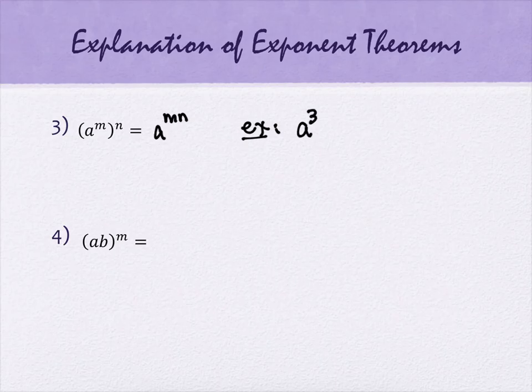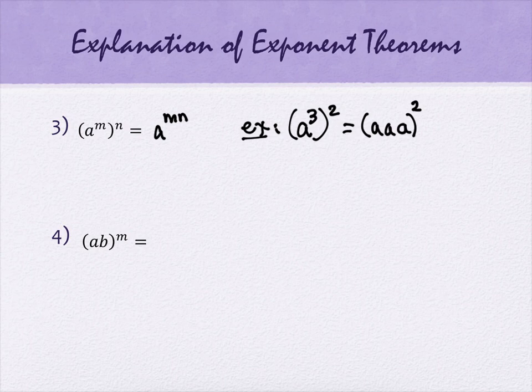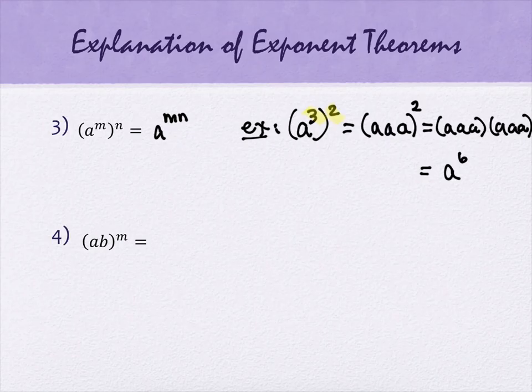Let's do the same 3 and the 2 we had before. A cubed squared. Well, we know what a cubed means. It means a times a times a. You can put the dots between them or not. For space's sake, I'm not going to right now, but this is squared. Squared means we multiply something by itself. So these 3 a's are multiplied by themselves. And if you count them up, how many a's did that give you? 6. And how do we get from 3 and 2 to 6? We multiply them.